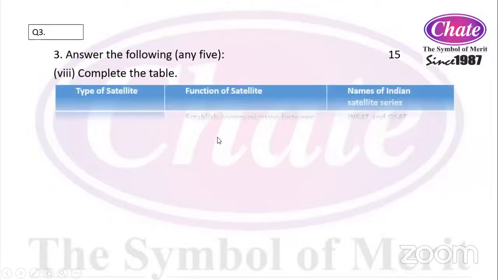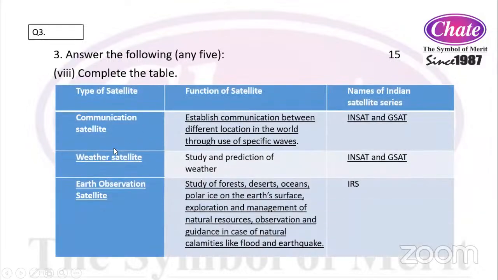Now, the next is complete the table. You can see in the question paper, they have given the communication satellite, and there were 2 blanks. That means you have to write down the function as well as the name of the Indian satellite series. So for the communication satellite, its function is to establish communication between different locations in the world through the use of specific waves. And the name of the satellite series is INSAT and GSAT, Indian satellites.